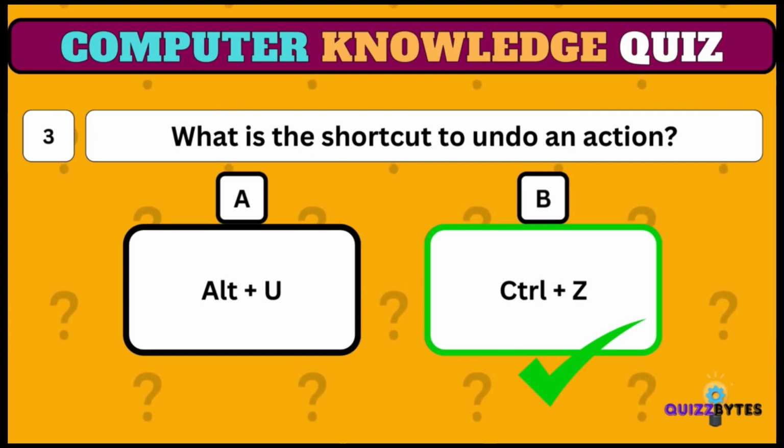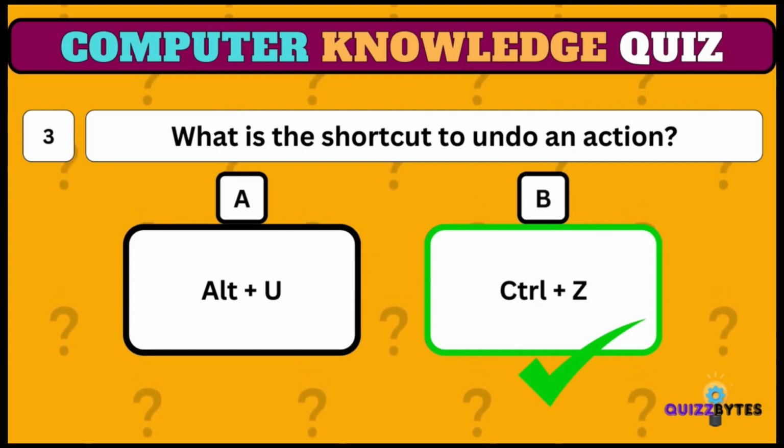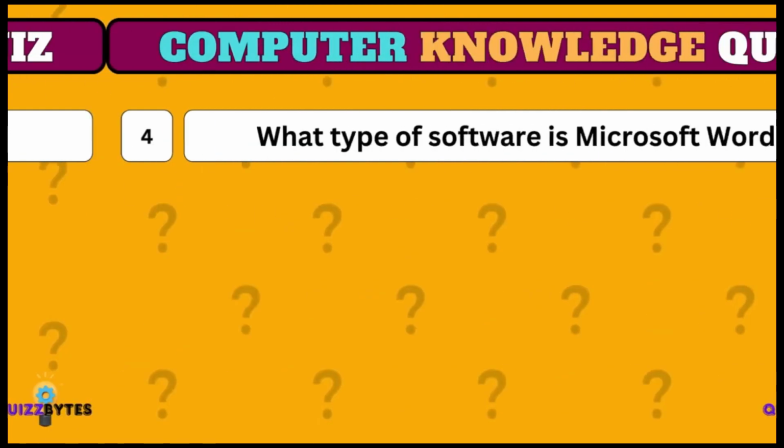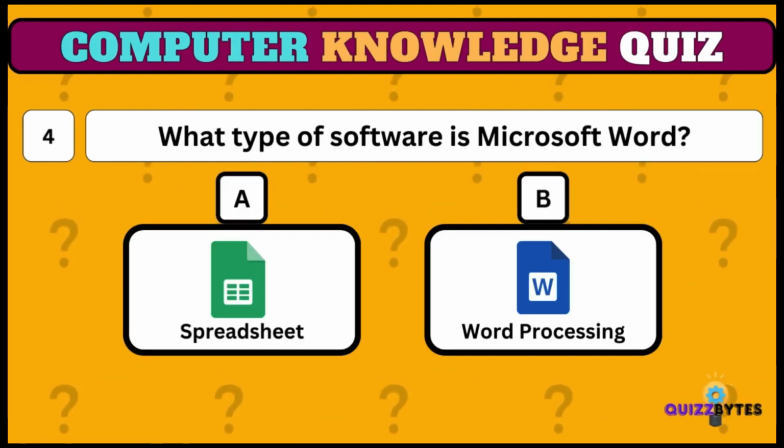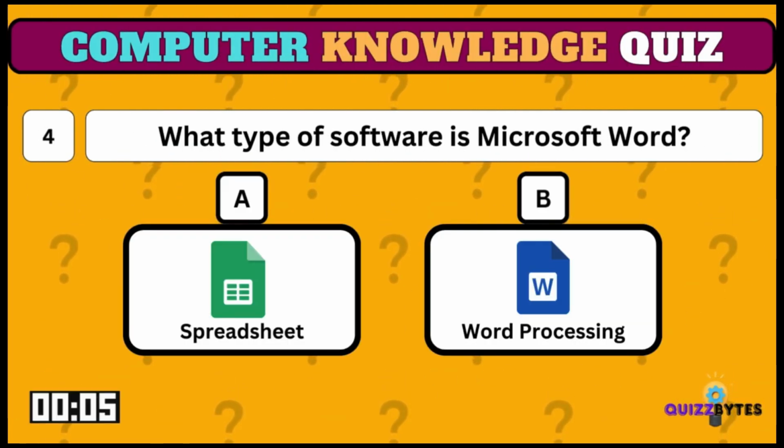You're right. Control plus Z is the shortcut to undo an action in most software applications. Proceeding to question 4. What type of software is Microsoft Word? A. Spreadsheet, or B. Word processing?